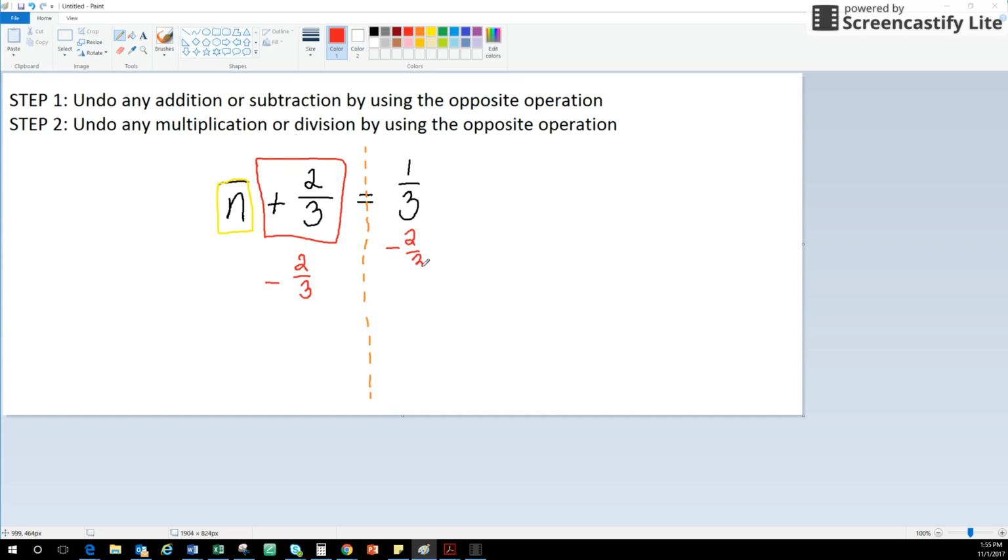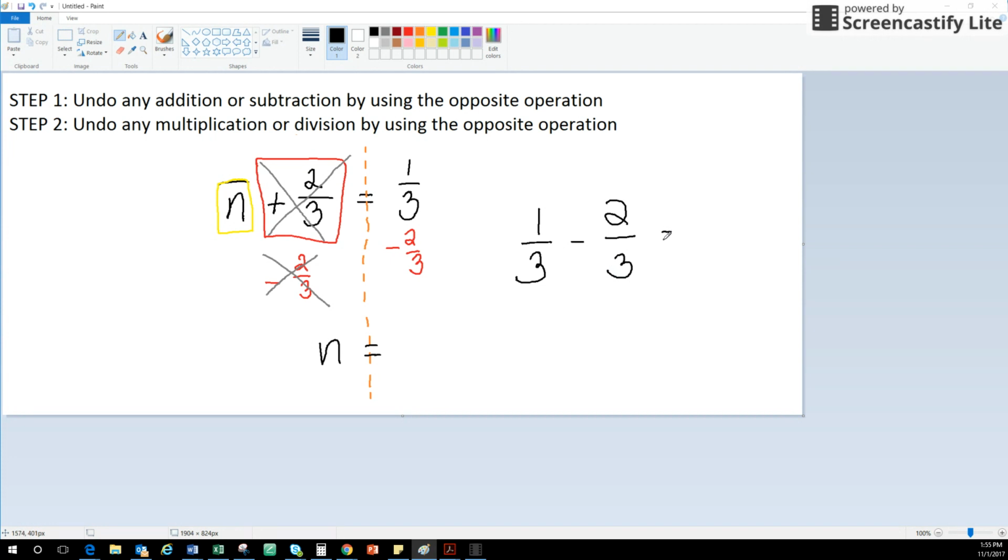Now, this is where our fraction work is going to come into play. Just like before, since we use the opposite operations, these cancel. We get left with the n on the left side. The easy part's done. Now what we need to focus on is this guy over here. What is 1/3 minus 2/3?